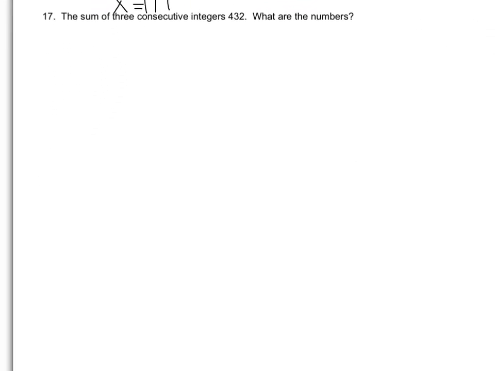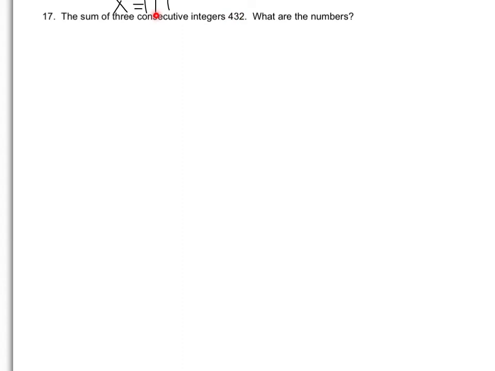Okay, number 17. The sum of three consecutive integers is 432. What are the numbers? Alright, so in this problem, they're telling us three numbers in a row. If I add them together, if I sum them, the total is going to be 432. Integers means it's just going to be a whole number. So it could be positive or negative, but obviously if I'm going to add three numbers together, it's going to be positive in this case. So when I add those three numbers, I get 432.